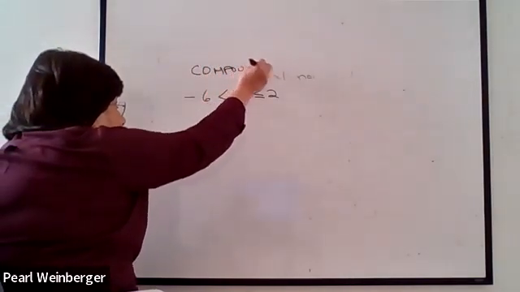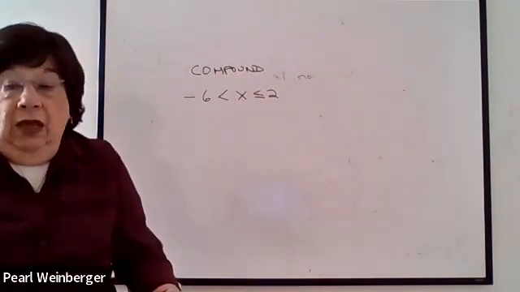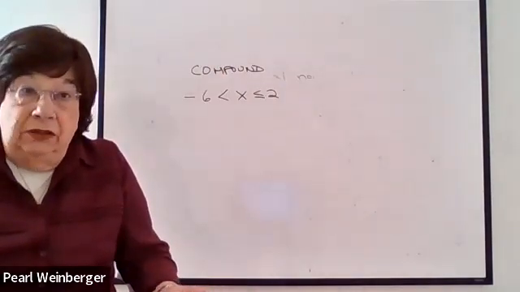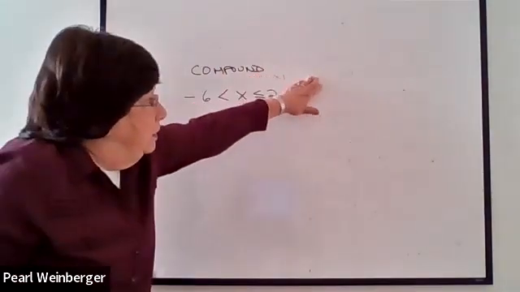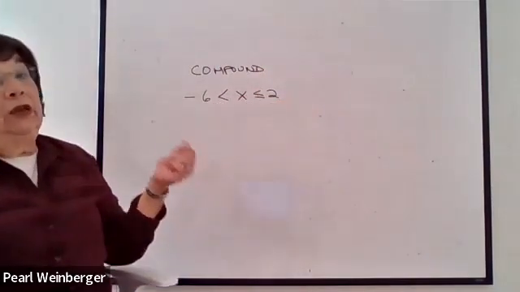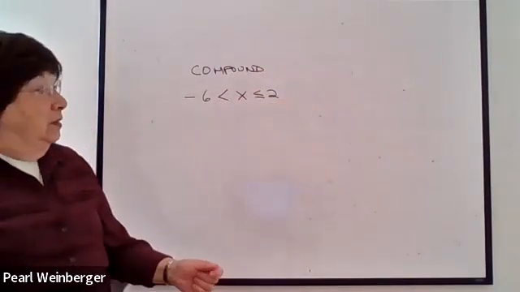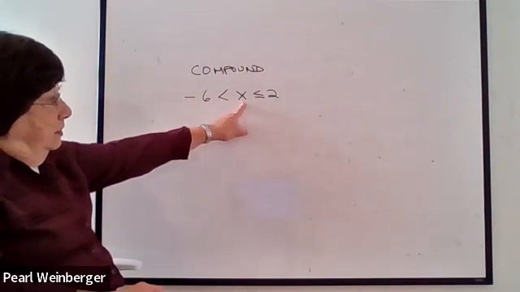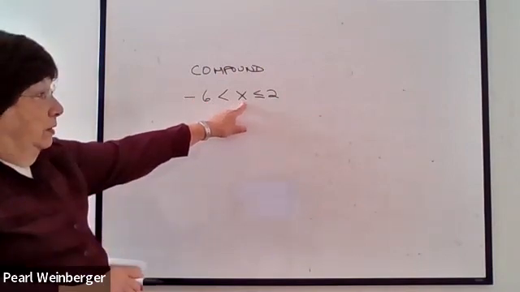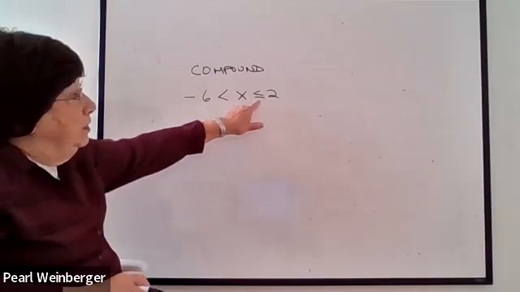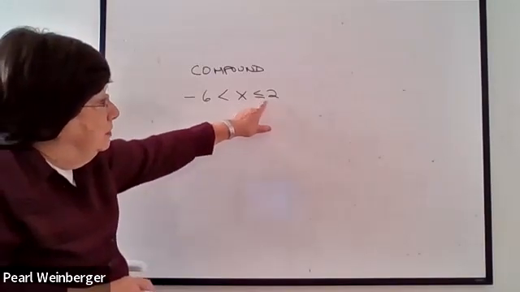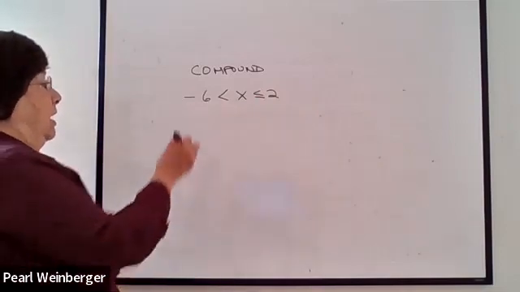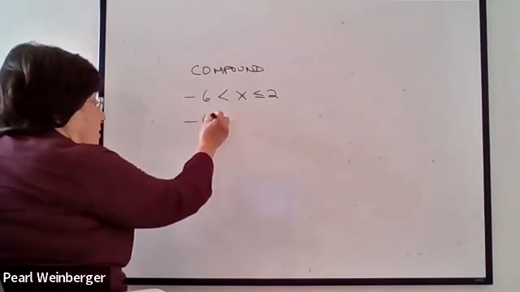You know, when you have a compound statement, I went to the store and I picked up milk. You're saying two things. A compound inequality is the same idea. You're saying two things in basically one sentence. What we're saying is that -6 is less than x. That's one inequality. And also at the same time, x is less than or equal to 2. Now, really, we usually don't say -6 is less than x.